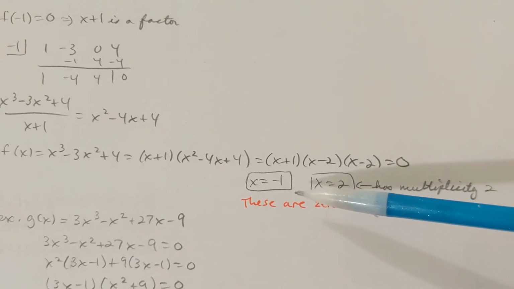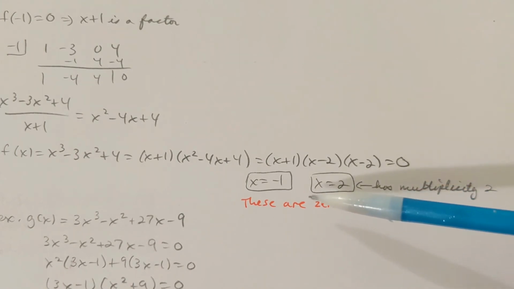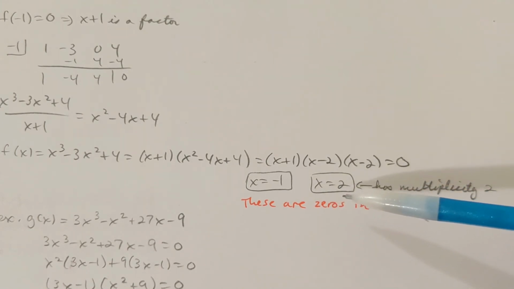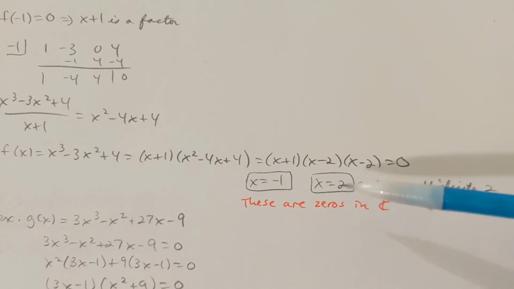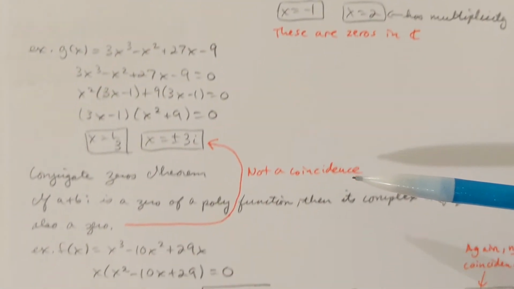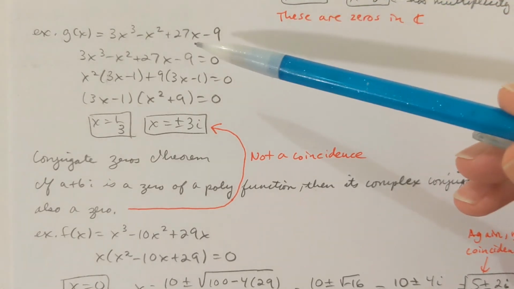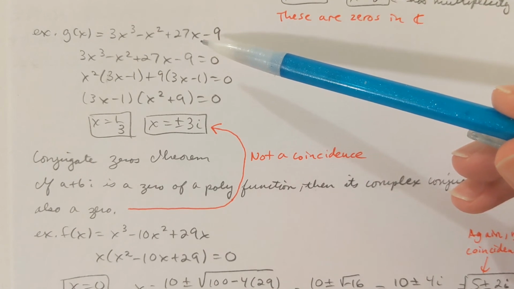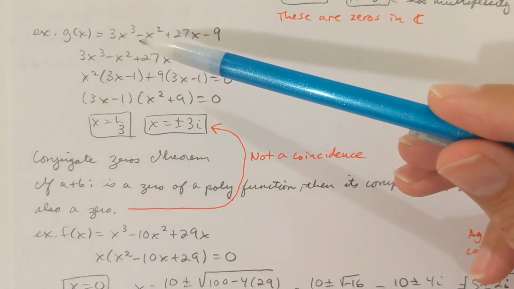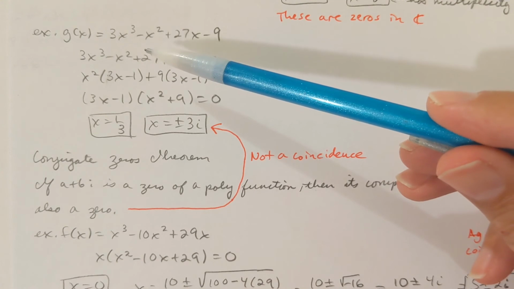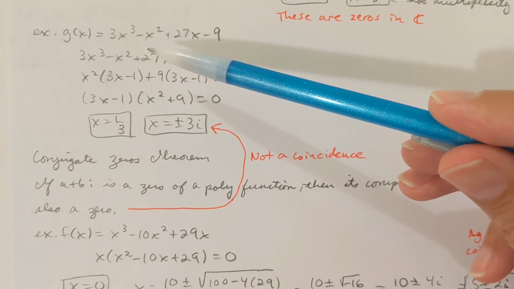Now, they're real numbers, negative 1 and 2 again, but they're also complex numbers. How about g of x equals 3x cubed minus x squared plus 27x minus 9? Well, I should know right away I have 3 answers, because I've got a degree 3 polynomial.